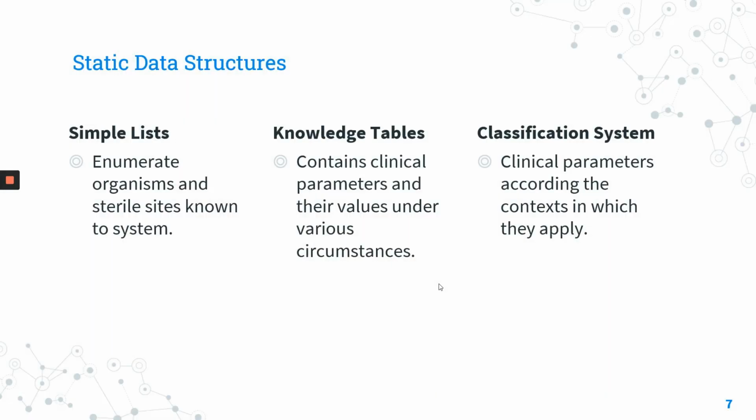Now, the knowledge base uses 2 types of data structures, static and dynamic data structures. The static data structures consist of lists, knowledge tables, and classification systems. The lists are used to enumerate the different organisms that the expert system recognizes. The knowledge table contains clinical parameter values for various infectious diseases under various circumstances. Classification systems can apply these clinical parameters under various contexts.